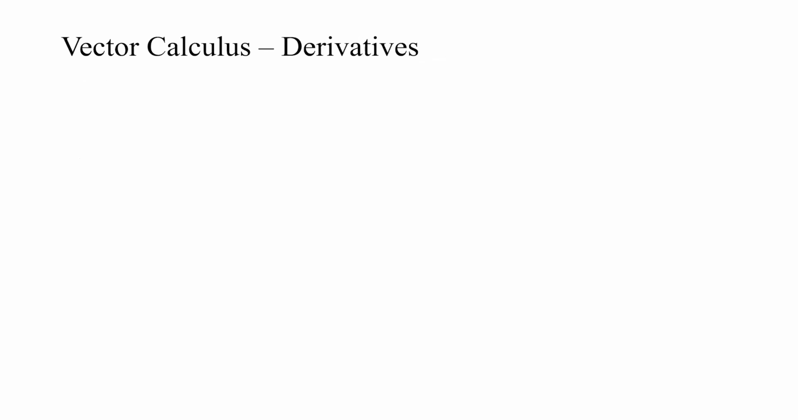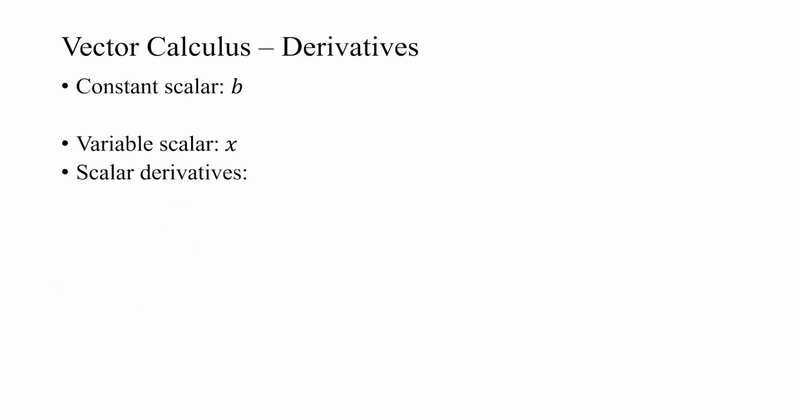If we want to take the derivatives of the vector, how do we calculate that? Before we go into the derivatives of the vector, we can just recap some derivative methods of the scalar. Suppose that we have a constant scalar b, and a variable scalar x, and then we have the scalar derivative like this: f(x), and we take the derivative of it, which will be df divided by dx, right?